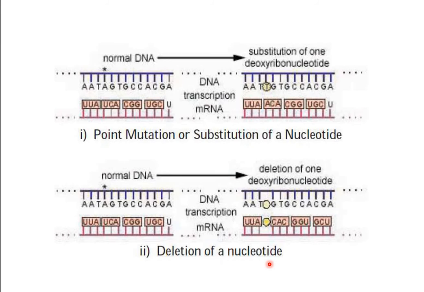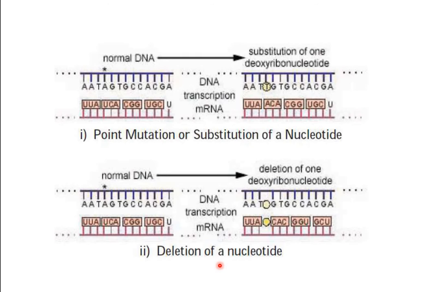Whereas in the deletion of a nucleotide, this deletion mutation will be talked about under the frame shift mutation. Here we can clearly see that in this base pair, at this point, this A is being deleted. So this is an example of the deletion of a nucleotide.